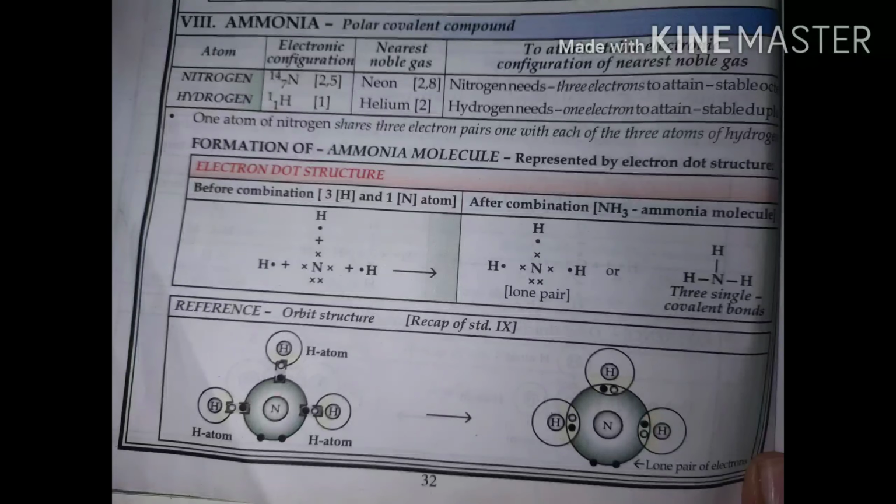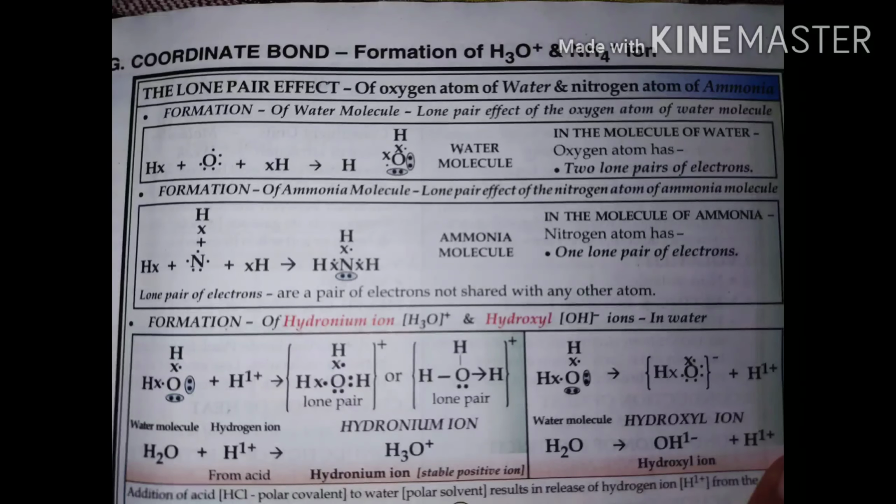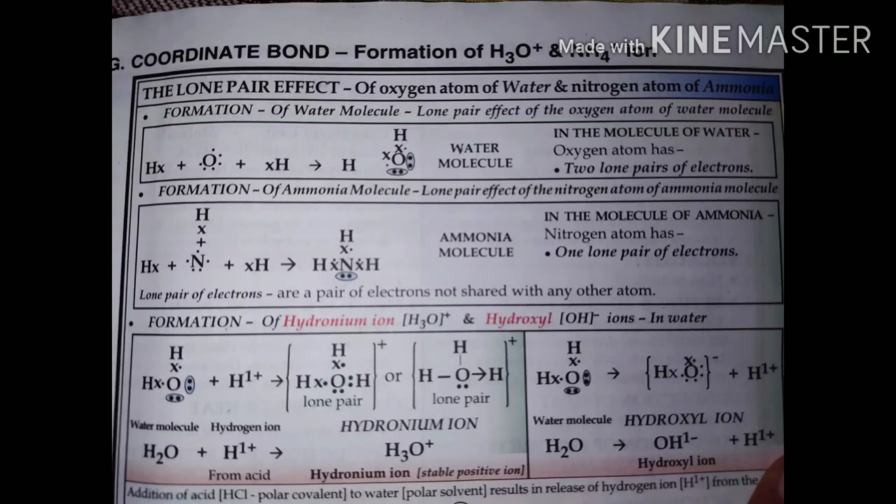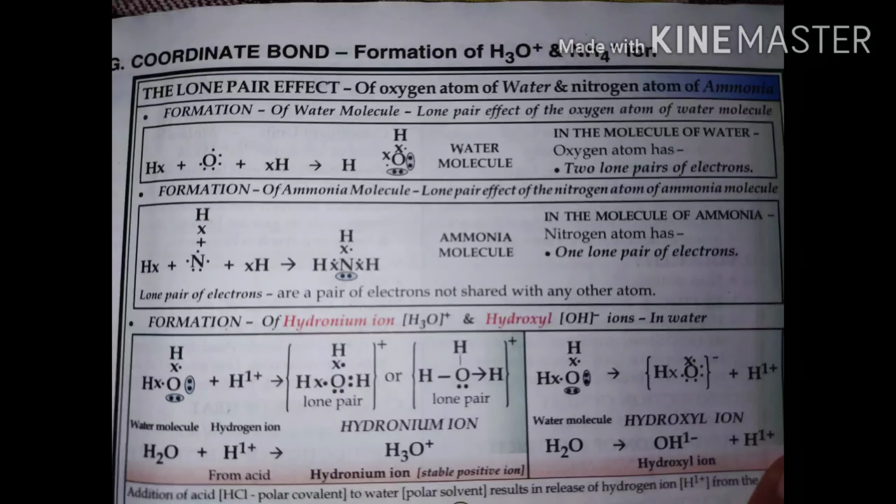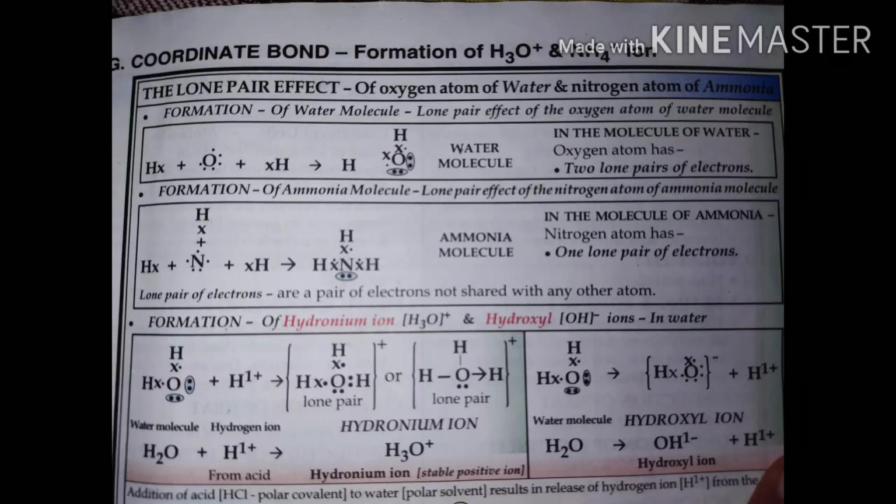Now we will turn to page number 33. Page number 33 starts with the lone pair effect, or the discussion about the lone pair of electrons, but we have already discussed lone pairs of electrons. So we'll turn to the next topic, which is the formation of hydronium ion and hydroxyl ion. First of all we will see the formation of hydroxyl ion.